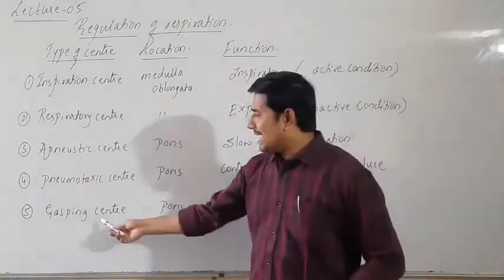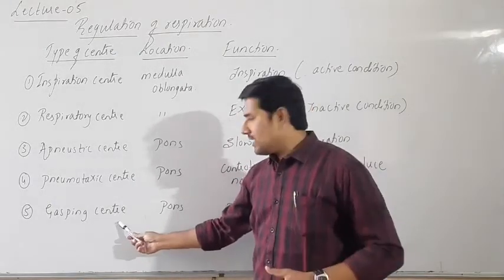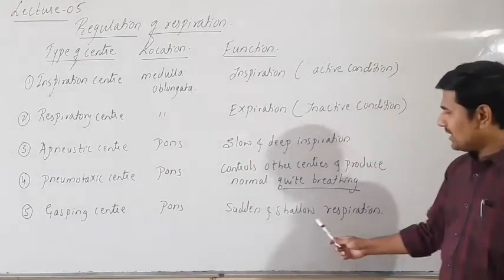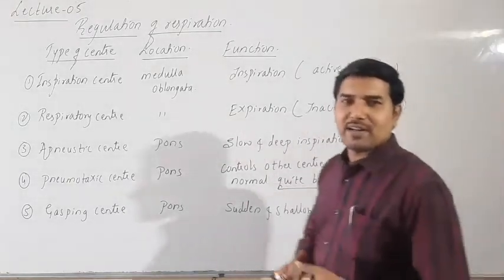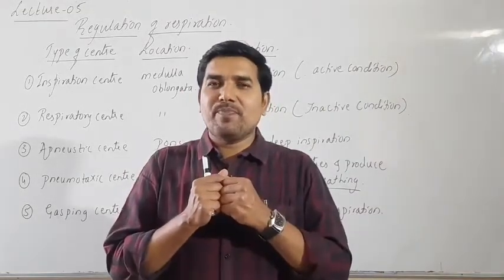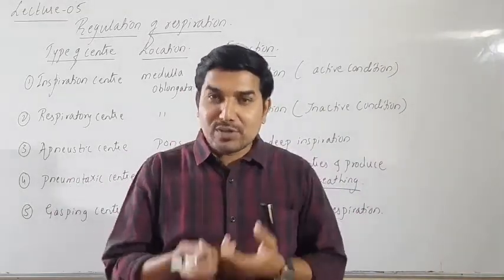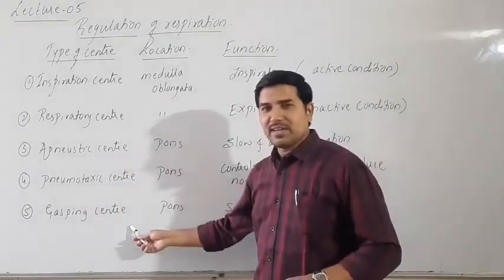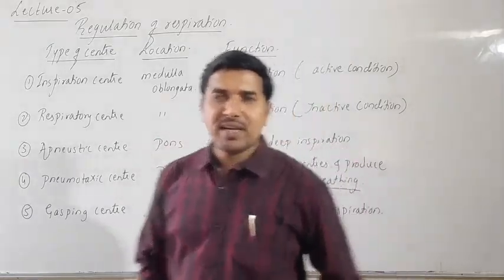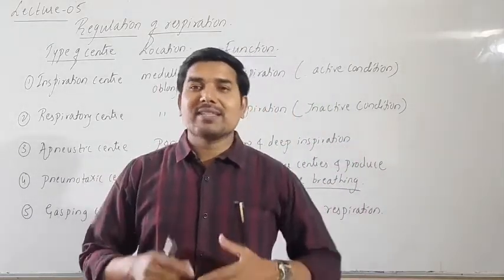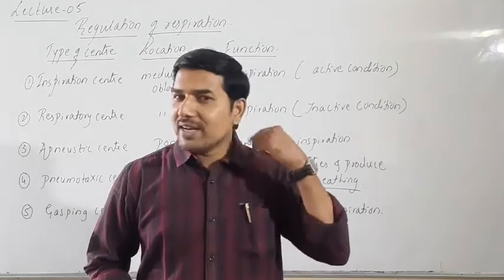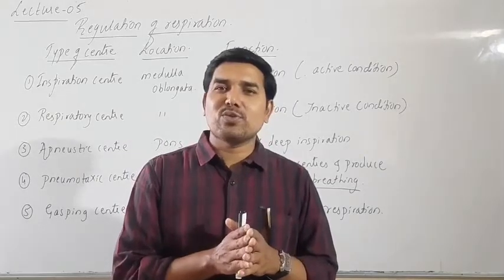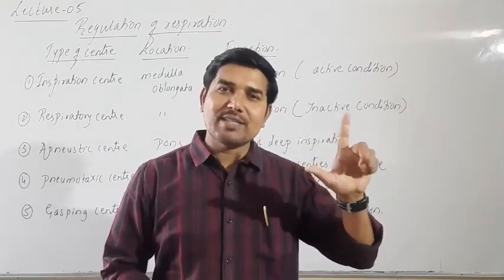The next one is the gasping center. The gasping center is located in the pons varolii only, and its major function is sudden and shallow respiration. Sudden means we suddenly take in a breath. So sudden and shallow respiration is by the gasping center, which is located in the pons. Then apart from this, we have chemosensitive centers also, which are located in the medulla oblongata. These chemosensitive areas are sensitive to high concentration of CO2 and high H+ also.